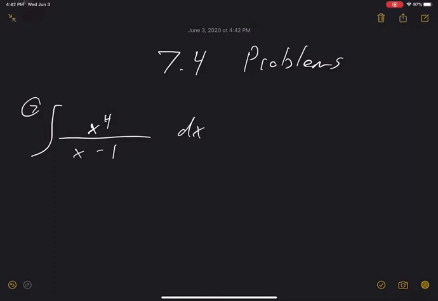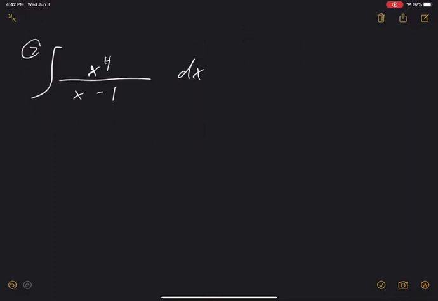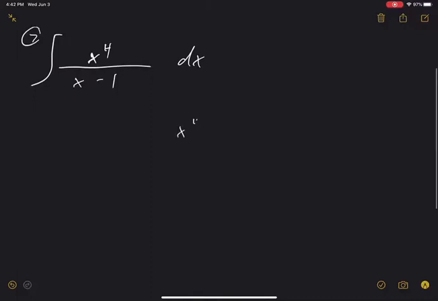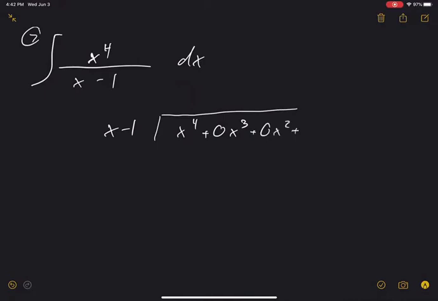So how do we deal with that? If the degree of the top is greater than or equal to the degree of the bottom, the first thing we do is polynomial long division. So I need to divide x to the 4th by this x minus 1. Since I only have x to the 4th, I'm going to go ahead and fill in all the rest. And then I'll do my polynomial long division.